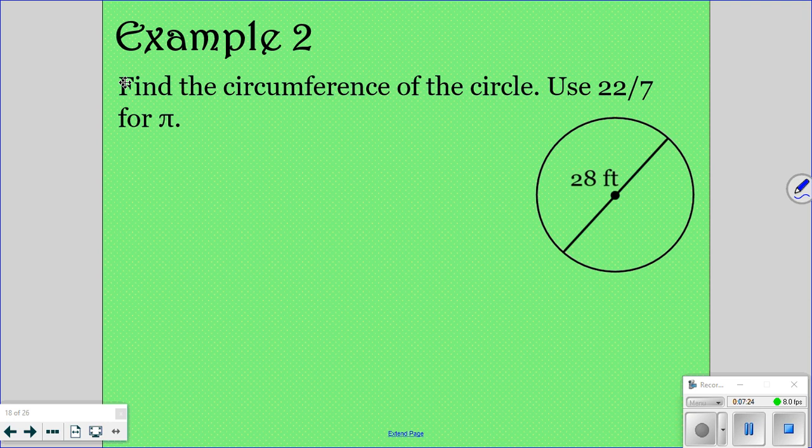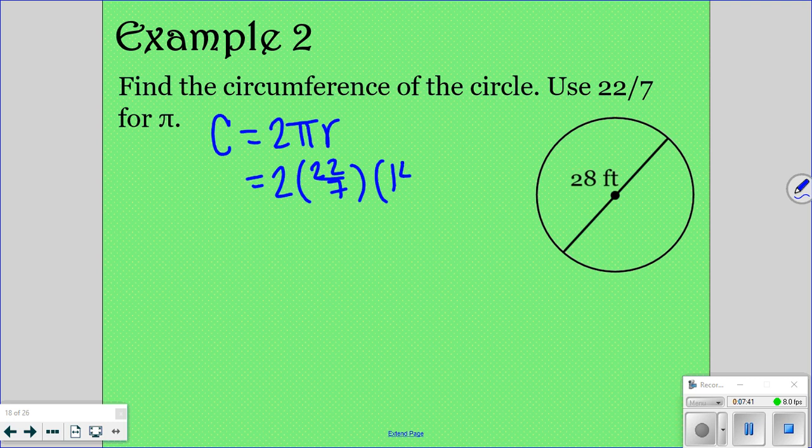So this one tells us to use an approximation of 22 over 7. So we're going to use our circumference formula, which is 2 pi r. So 2, but instead of pi, it wants us to use 22 over 7. And then 28 is our diameter, so half of that would be our radius. So half of 28 is 14. And then we're just going to multiply. So 2 times 22 over 7 times 14 should give you 88. And circumference is perimeter, so it's just feet for your units.